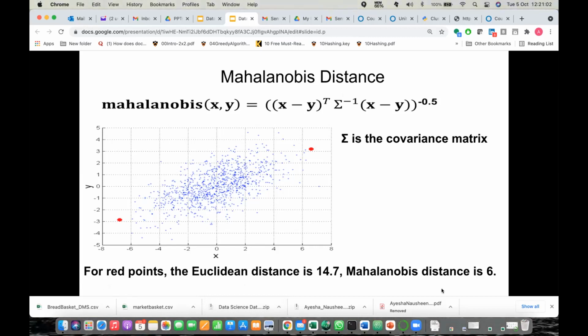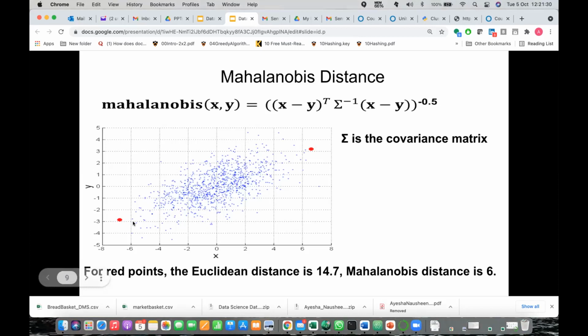Mahalanobis distance is 6. If you see here, the Euclidean distance is very high, but the Mahalanobis distance is not high, because in one dimension they vary much, but in the Y dimension they don't vary that much. In the Y dimension, one is at 3 and the other is at -3, only a 6 difference. So you are getting 6 as the Mahalanobis distance.